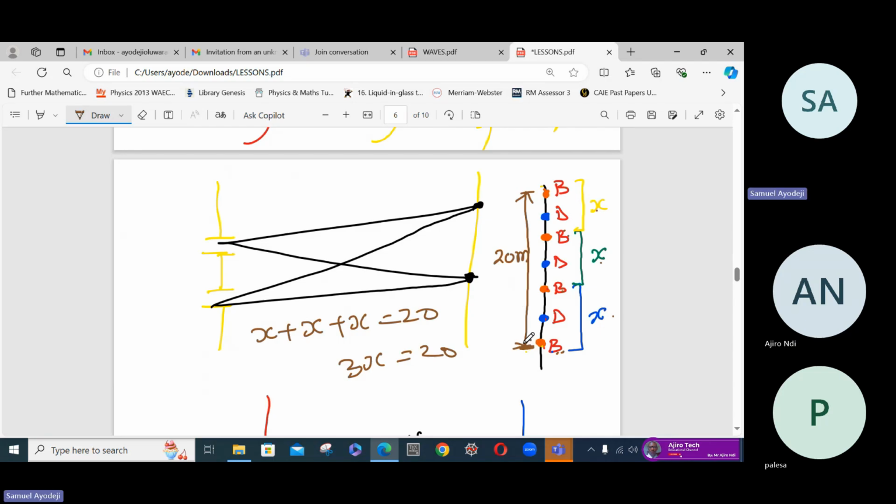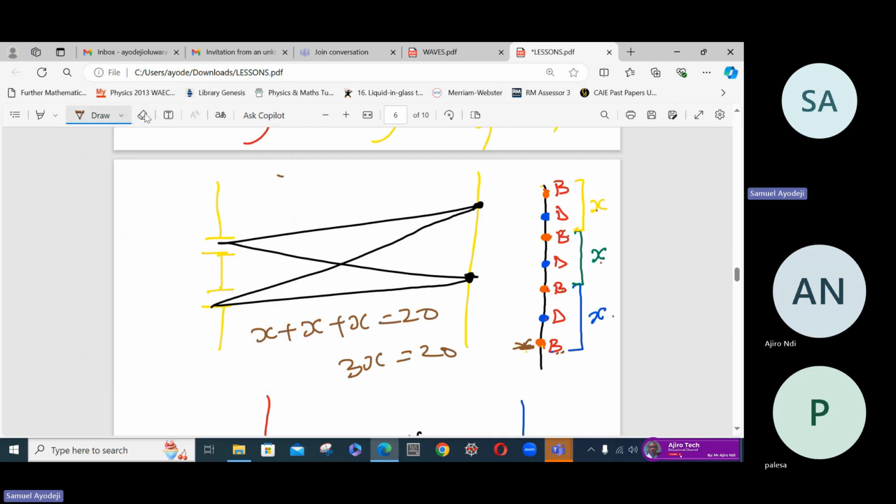That's what they drew for us this time. Now let me assume it wasn't drawn like this, it was drawn for us like this. Is it always only from bright to bright or dark to dark? No, it can be from dark to dark. It depends on what is drawn for us or what the question says.